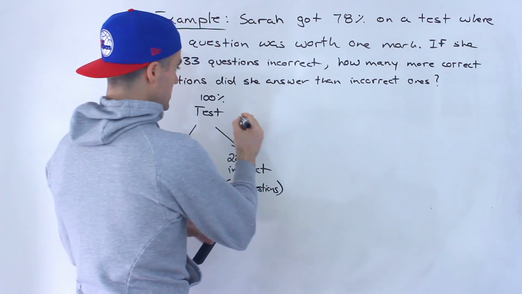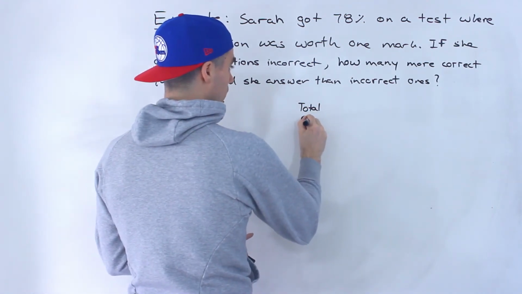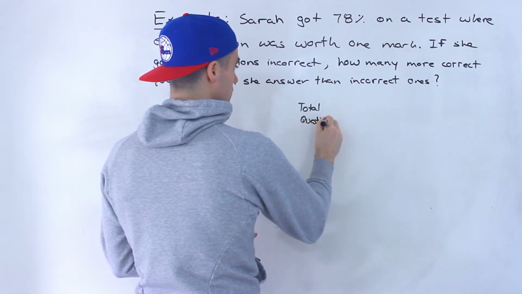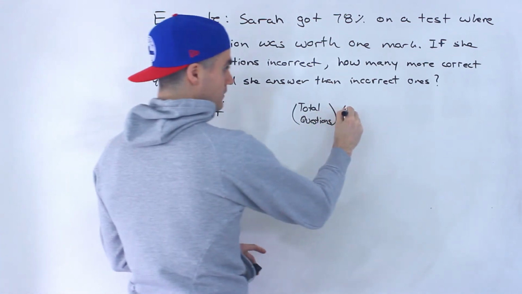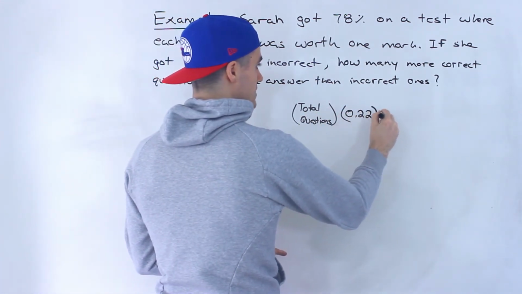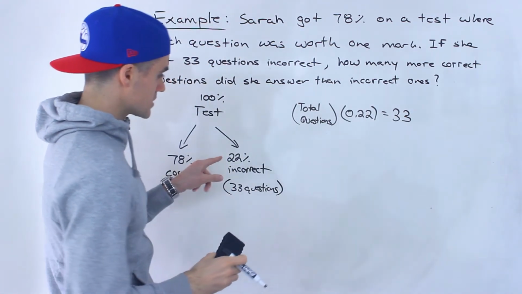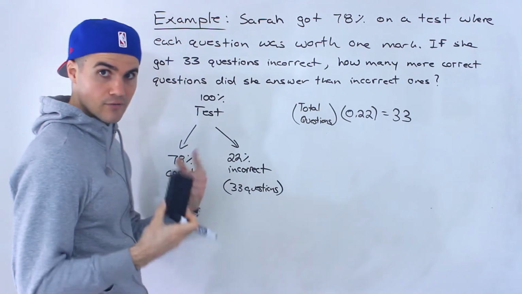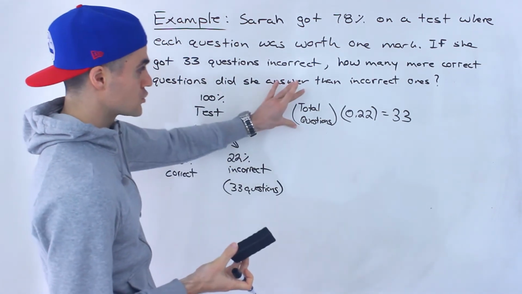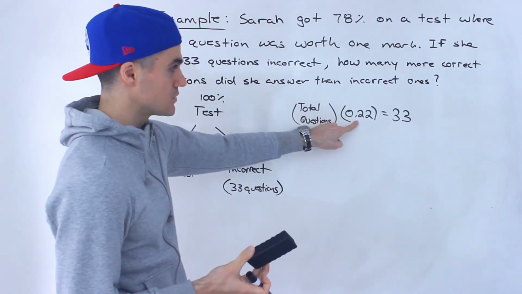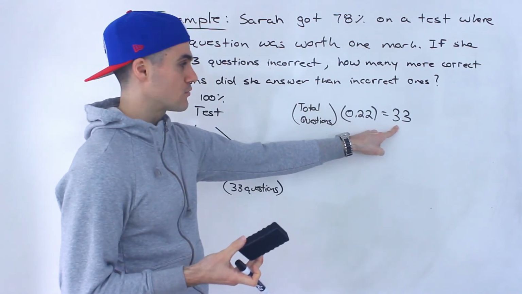So notice that for the total number of questions, we know that 22% of that is going to be 33, right? Because Sarah answered 22% of the questions incorrectly, and 33 questions were answered incorrectly. So the total number of questions times 0.22, 22% of the total amount of questions, is 33 questions.